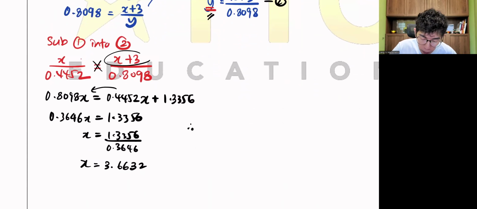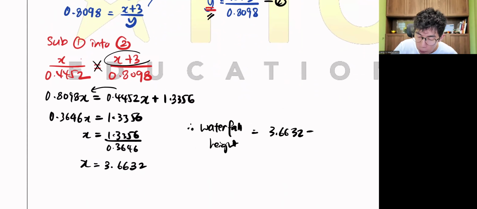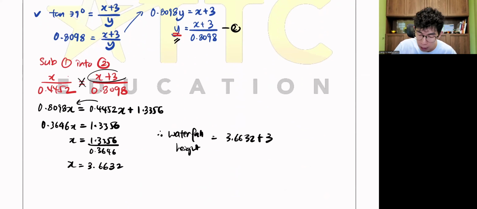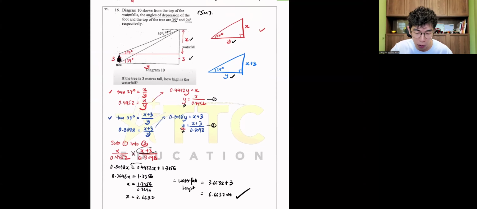So therefore, your waterfall height equals 3.6632 plus the 3, which is 3 meters. You got the x answer already, correct? Now you add the 3 to get the waterfall. So equals 6.6632 meters. Woohoo. So that's how you do it.